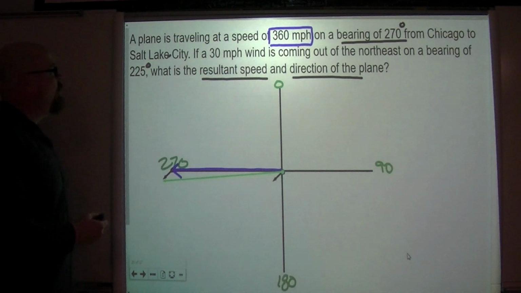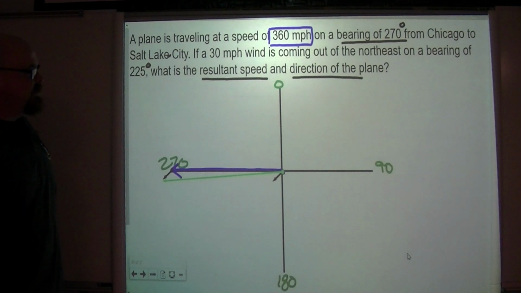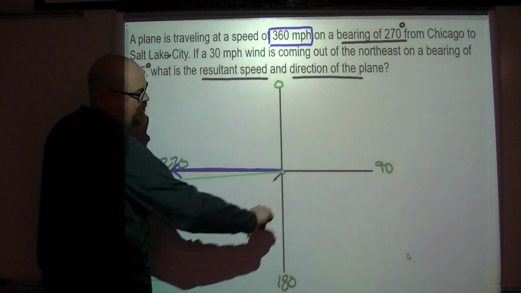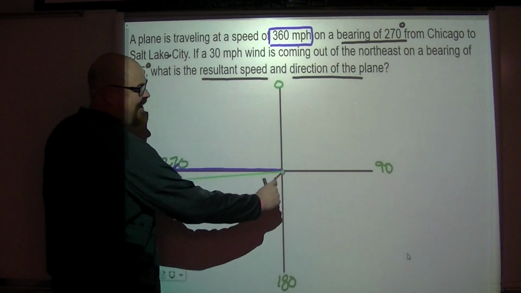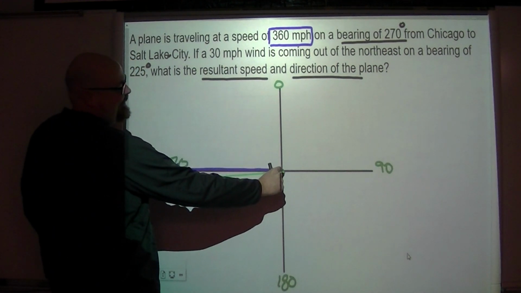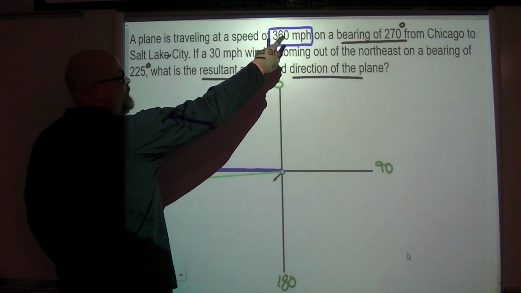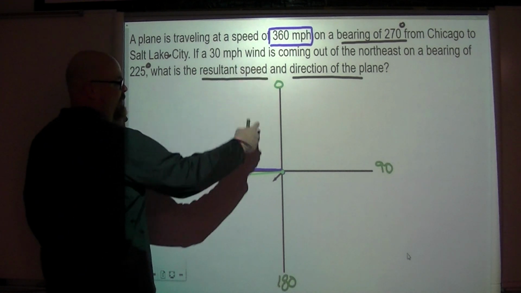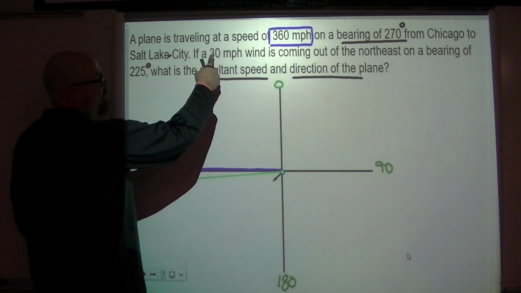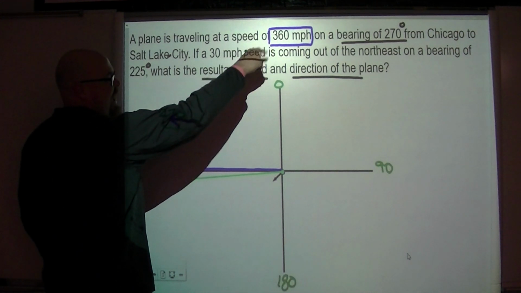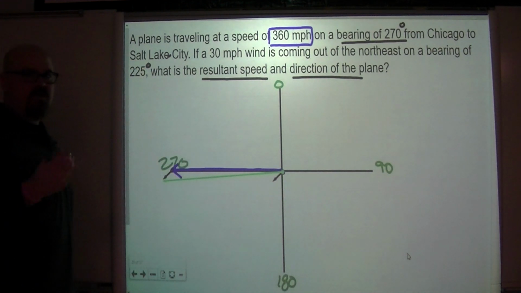There's also a wind of 30 miles per hour coming out of the northeast at 225 degrees. That's this little piece right here, which might be hard to see from where you're at. It's hard to see because we use the length of the vector to describe its speed. Okay, 360 miles per hour would be this blue vector, rather long. 30 miles per hour, compared to that, very small. That's why the length of that vector is smaller.